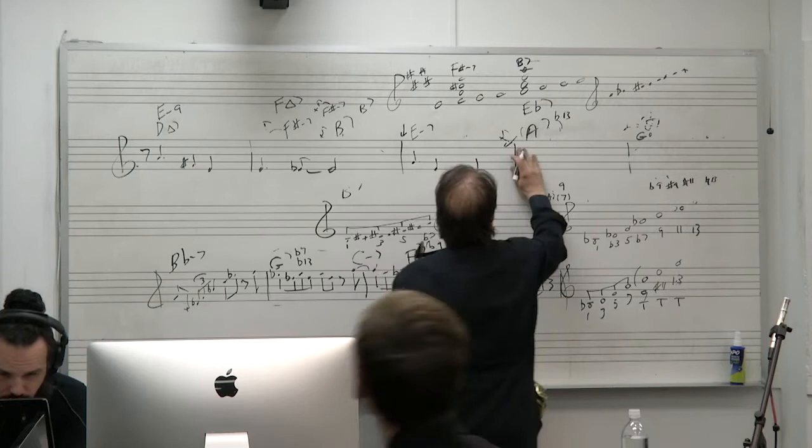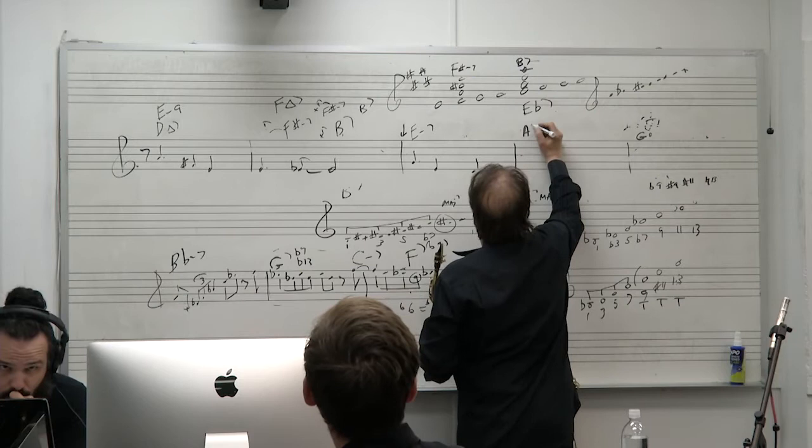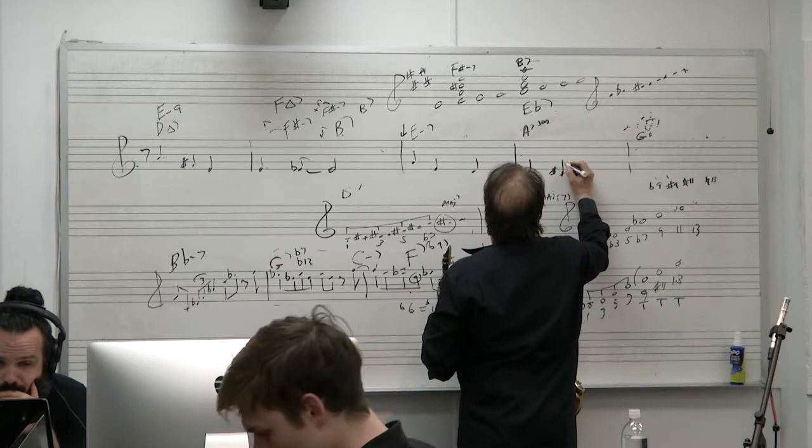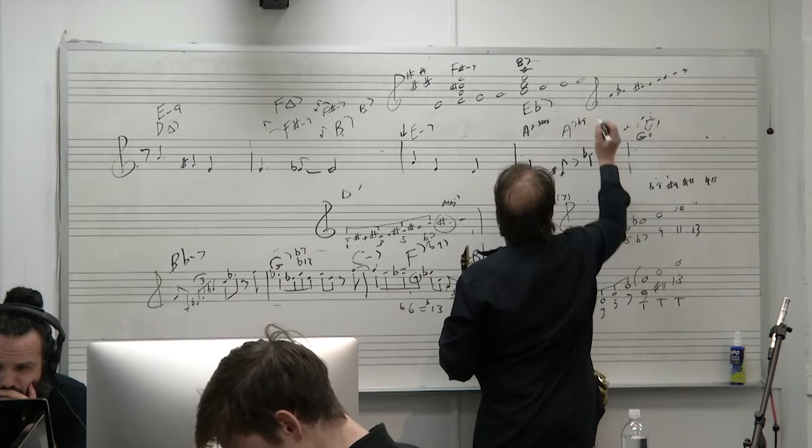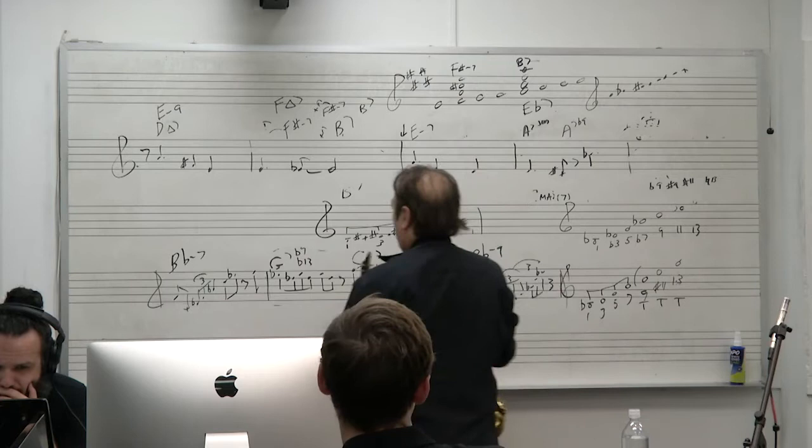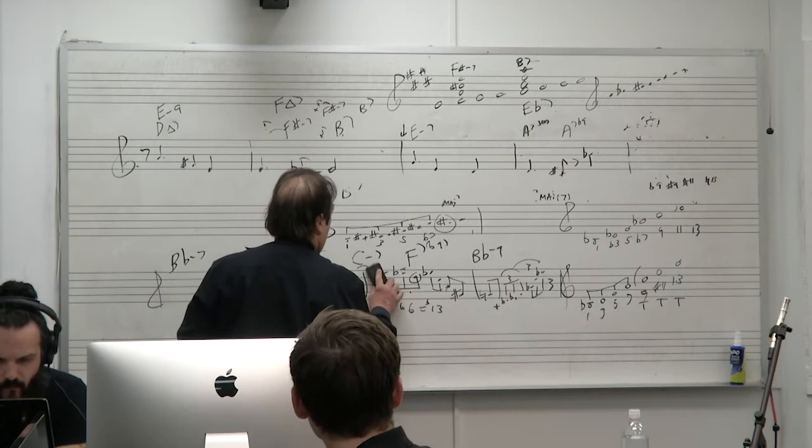And then it goes to, that's 4 bars, right? 3-4. And then over here you go to the B flat minor, then G. Just a second, I get the bridge.